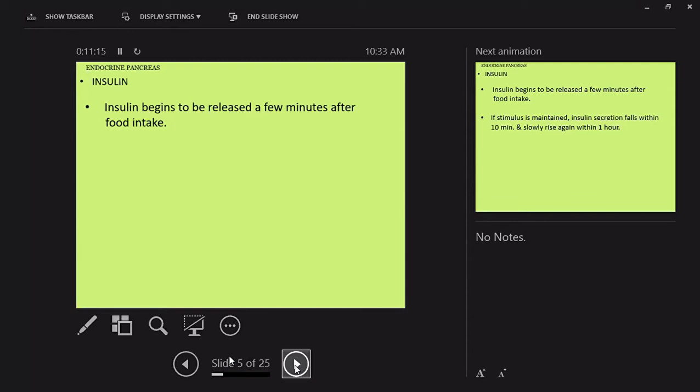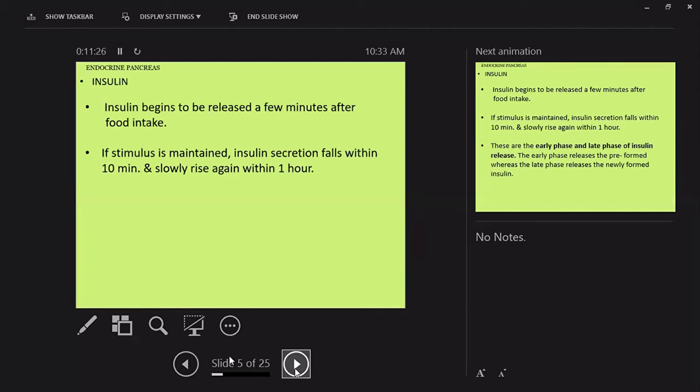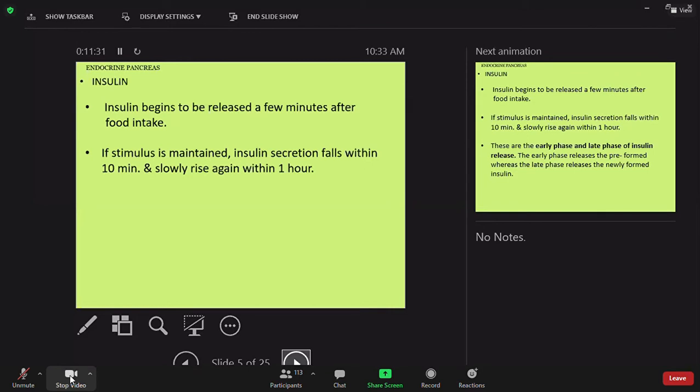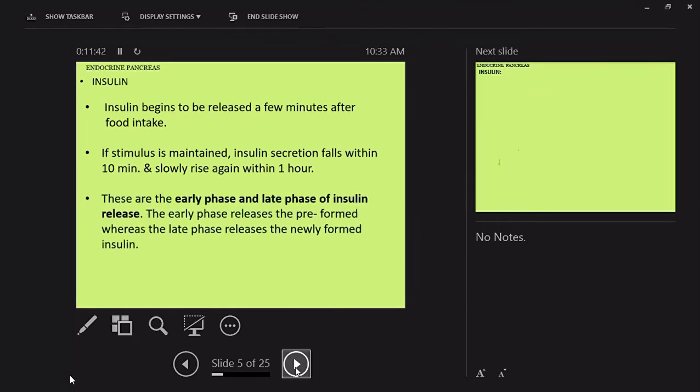Insulin begins to be released a few minutes after food intake. If the stimulus is maintained, insulin secretion falls within 10 minutes and slowly rises again within 1 hour because it is released by batch. We have the early phase and the late phase of insulin release because before food intake, the insulin is already ready inside the cell at the inner portion of the cell membrane. The early phase releases the preformed, whereas the late phase releases the newly formed insulin.